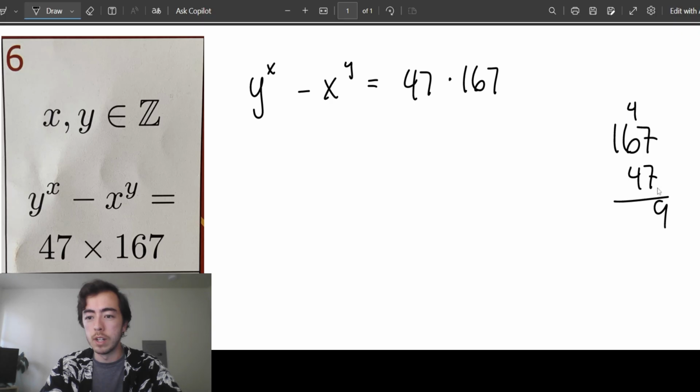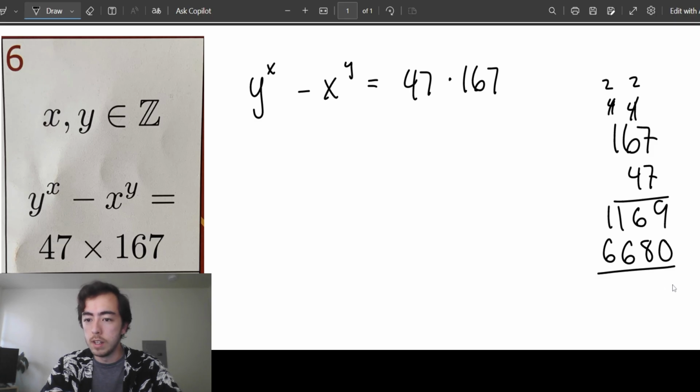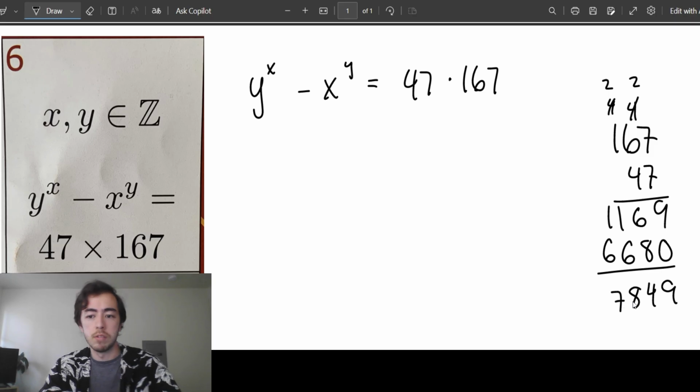So there's the 49. That's 42 plus 4, which is 46. That will make an 11. Placeholder 0. That's a 28. This is a 24 plus 2, which is a 26. That is a 4 plus 2, which is a 6. And so we get this number right here, 7,849. Okay.